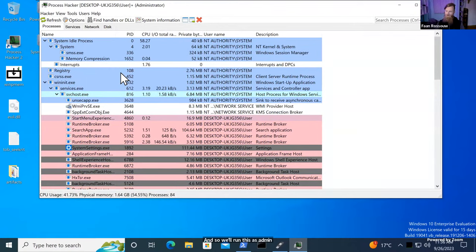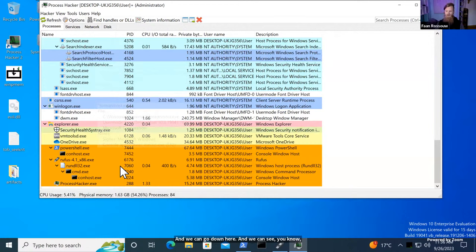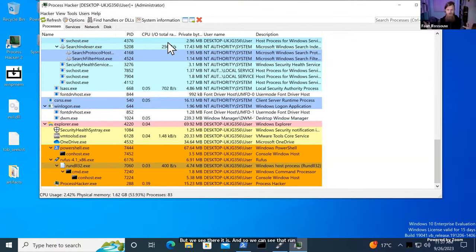And we can go down here. And we can see, you know, we're obviously going to have to search for rundll, or we could use the PID, which we could find from PowerShell. But we see there it is. And so the first thing we look for, of course, is the parent-child relationships, right? We can see that rundll was spawned by Rufus. So for those of you that don't know, Rufus is just a tiny piece of software that creates bootable thumb drives. And so for whatever reason in this scenario, this is the process that the attacker decided to inject into.